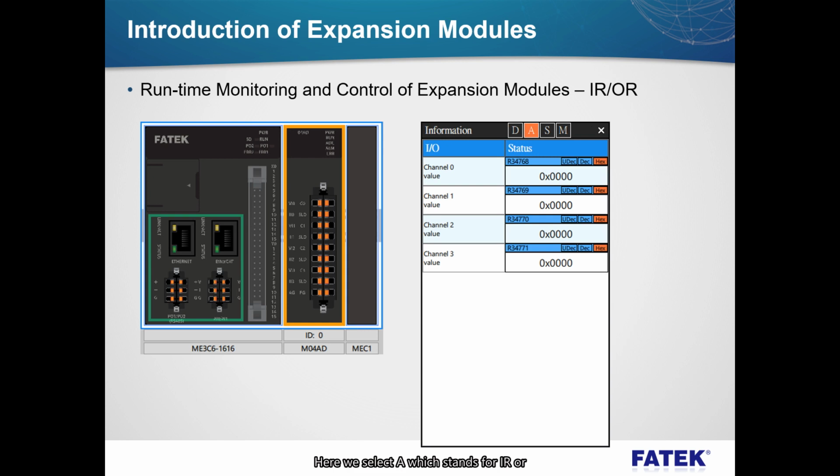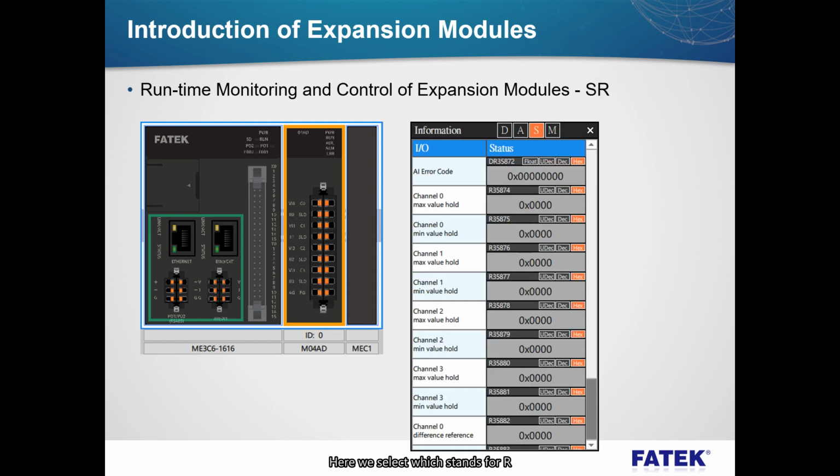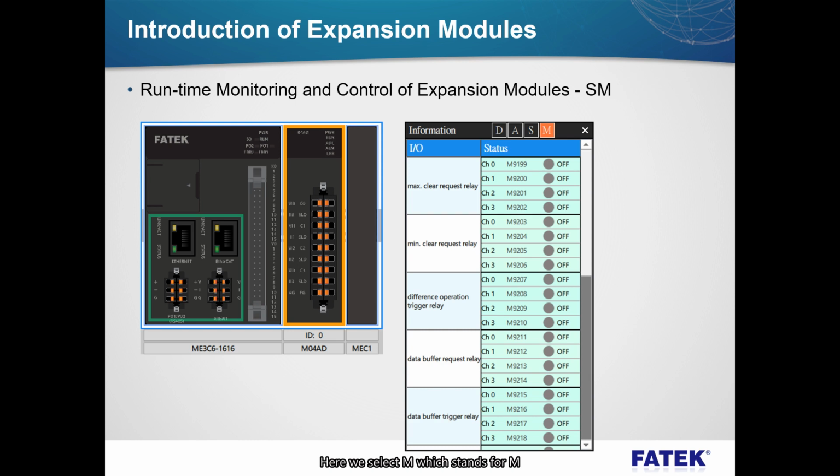Here we select A, which stands for IR or OR, and we can observe that one can monitor the value of R34768, R34771 of M04AD in this way. Here we select S, which stands for SR, and we can observe that one can monitor the value of R35872, R35885 of M04AD in this way. Here we select M, which stands for SM, and we can observe that one can monitor the status of M9199, M9246 of M04AD in this way.